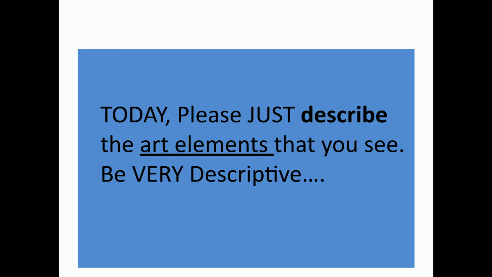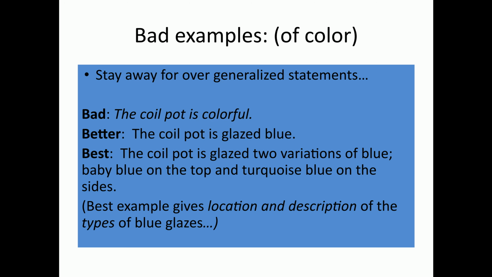Today, we're just going to describe the art elements that you see. We want you to be very descriptive. So I'm going to use the example of color, one of our strongest art elements. And I really encourage students to stay away from overgeneralized statements, such as if I ask you to describe a coil pot, and people say the pot is colorful. Well, that leads nowhere in my mind because there are so many colors available. A better description would be the coil pot is glazed blue.